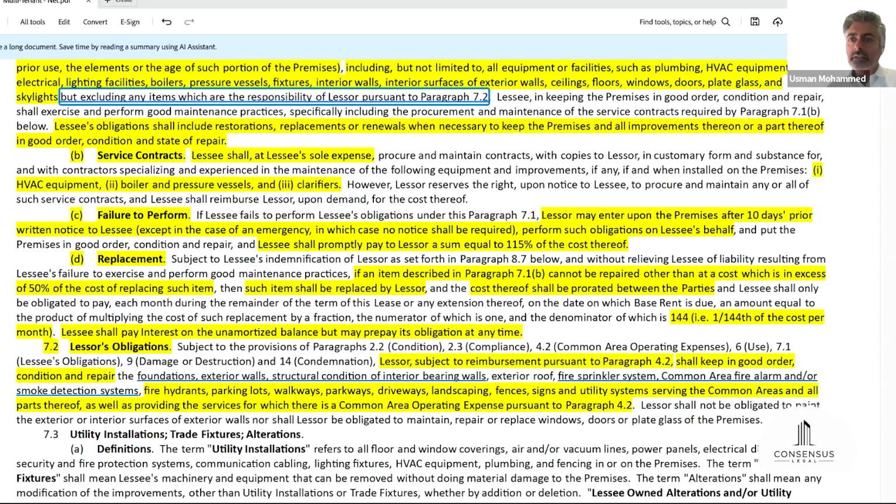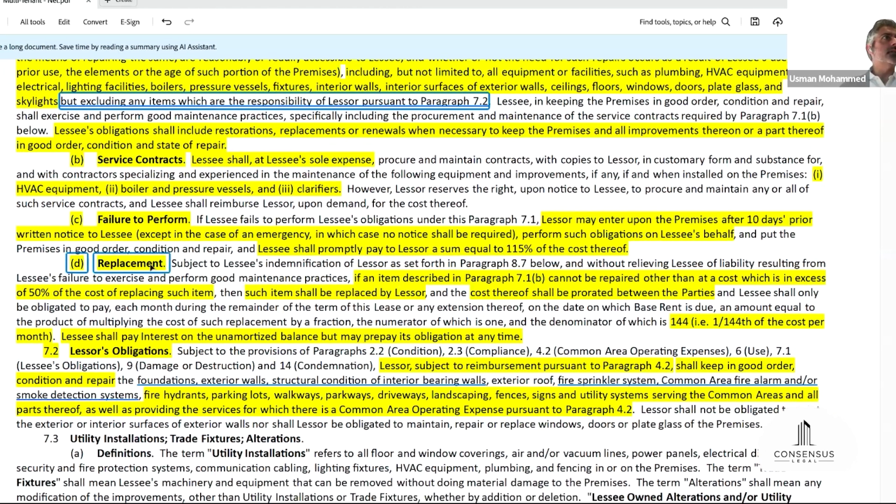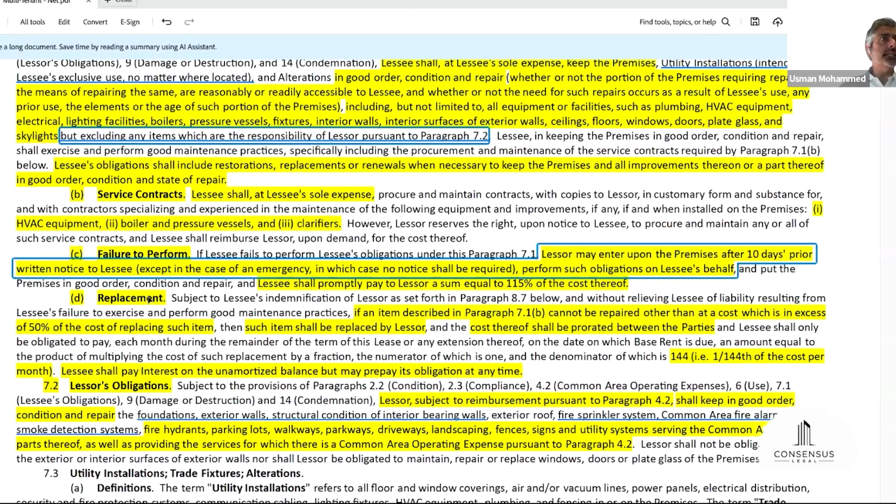Ken asks, I think it's the same question. Glenn, where does it say tenant pays 10% interest for capital expenditures over 144 months? Okay, let's go to that. So we're in the replacement 7.1D for replacement of HVAC equipment, for example. Such items shall be replaced by lessor, and the cost thereof shall be prorated between the parties.